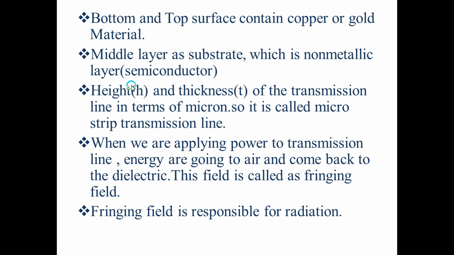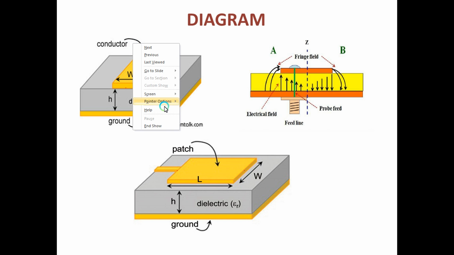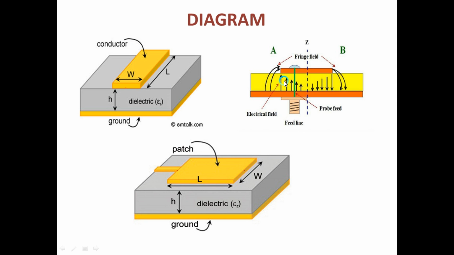Then the fourth point: when we apply power to the transmission line, energy goes into the air compared to the dielectric. This field is called the fringing field. See here in this figure, it should be clearly visible. When we apply power with respect to ground, the edges are responsible for radiating fringing fields.